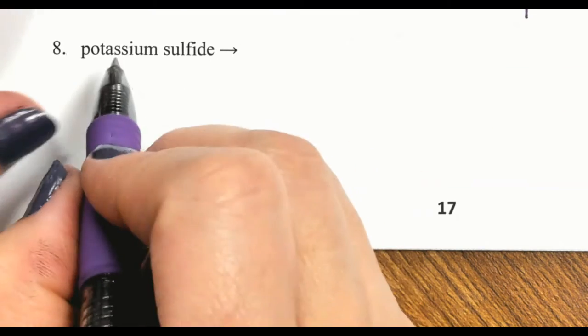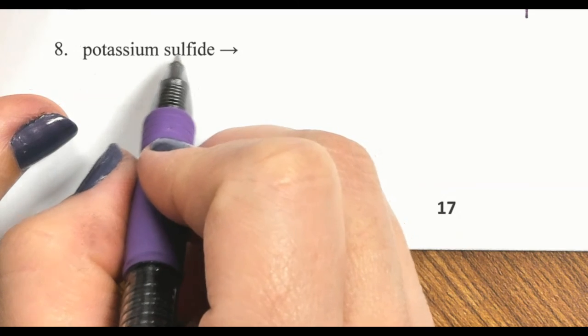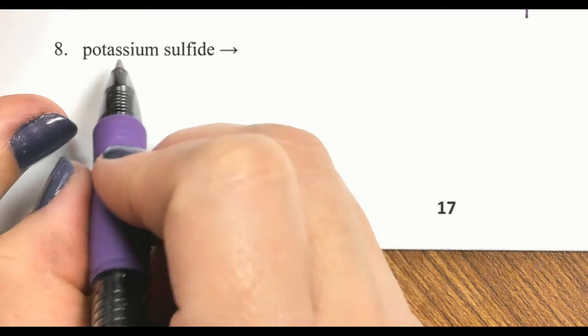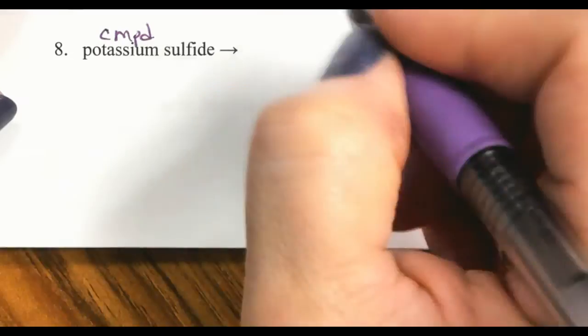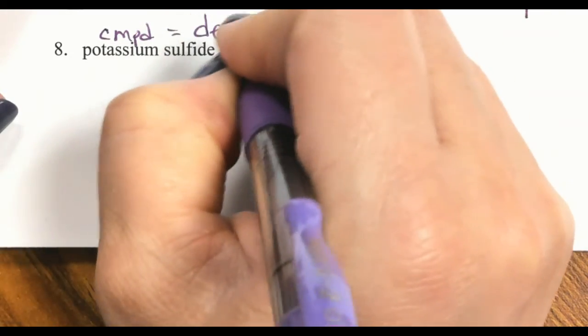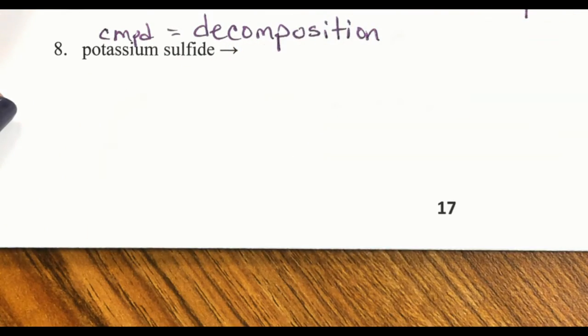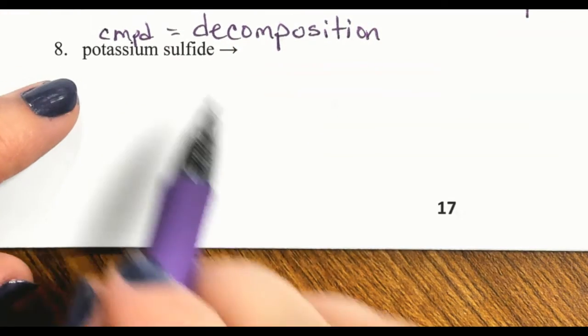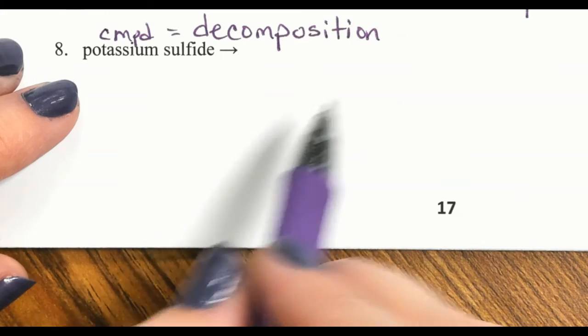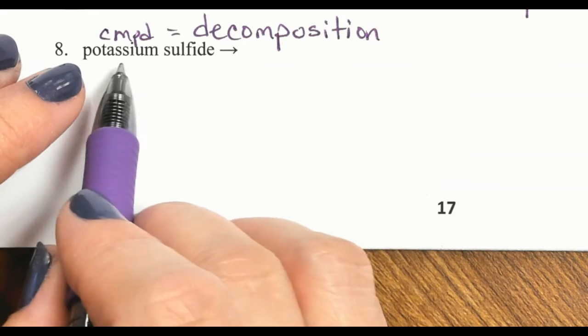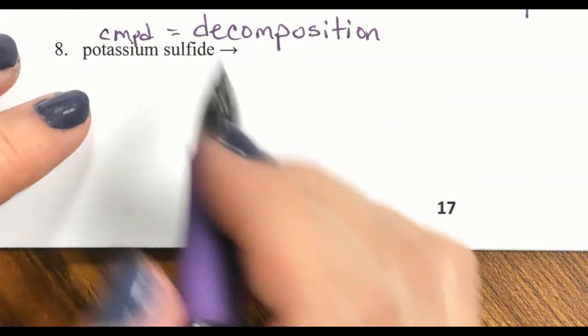Number 8 is potassium sulfide. See how there's no plus sign separating these two things? That makes this a compound, which means that this is a decomposition. So because this is a decomposition, it's going to be one compound that breaks apart into its 2 individual elements. So first I'm going to translate potassium sulfide.